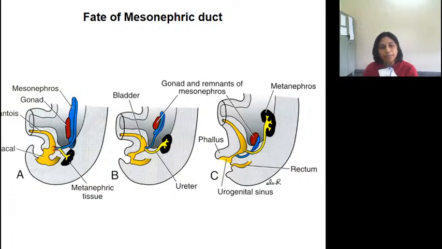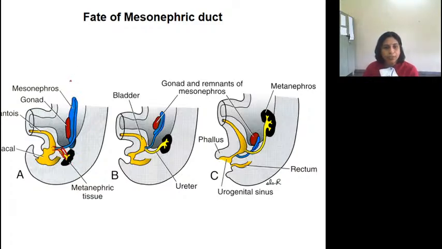So from here, the caudal part of the mesonephric duct, where it is going into the urogenital sinus, there we see the development of a small diverticulum. Initially a small diverticulum from this mesonephric duct, and this diverticulum is called the ureteric bud or the metanephric bud. So this metanephric bud, or the ureteric bud, will elongate, and this will meet the metanephric blastema.